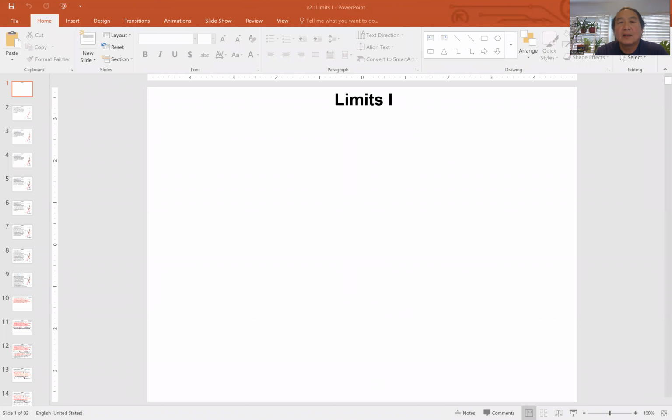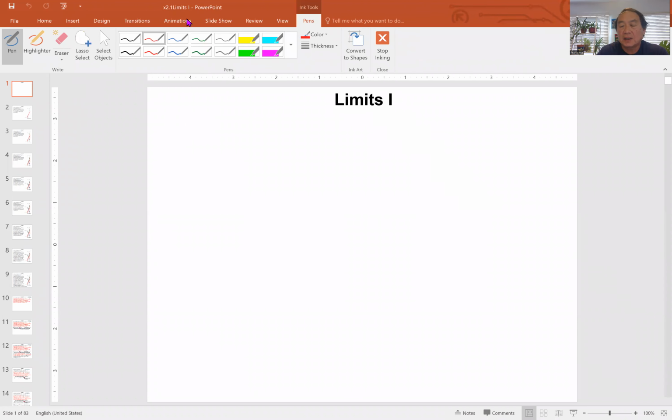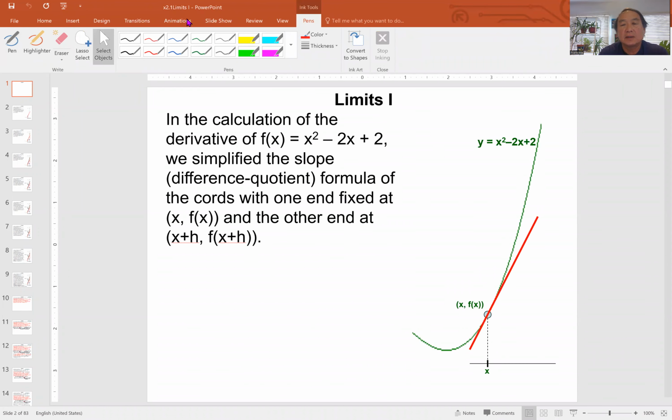Hello, everyone. This is Professor Ma, and this section is about limits. We study the tangent line, particularly how we calculate the slope of a tangent line at a point x for these particular functions. The way we do it is by approximations, because I need two points to calculate the slope of a line.